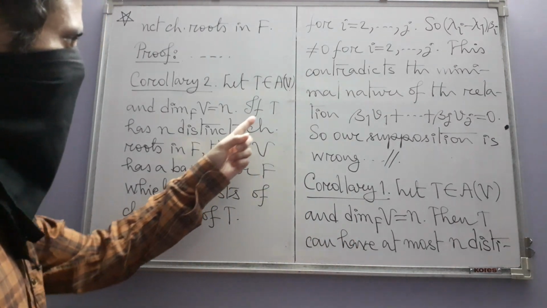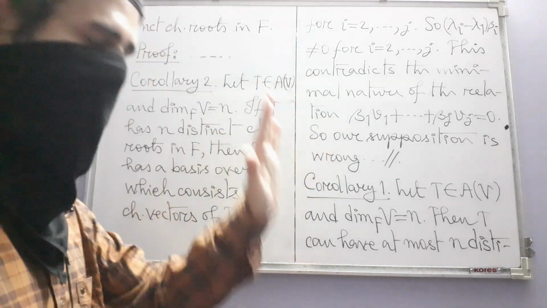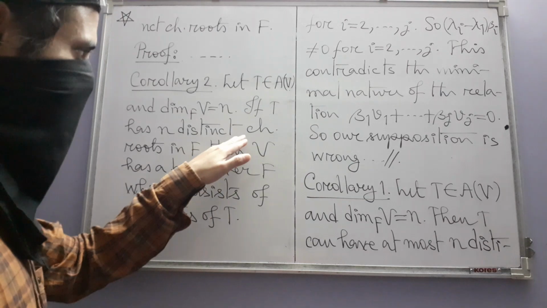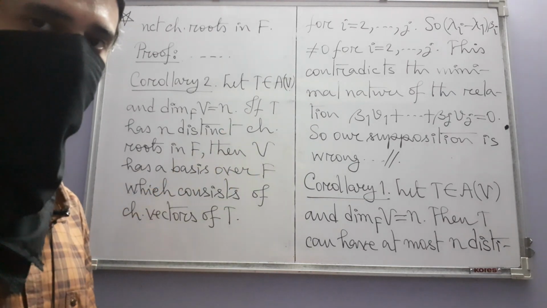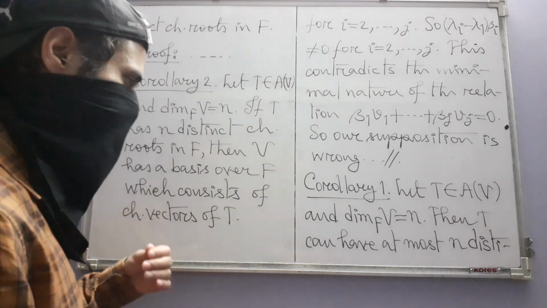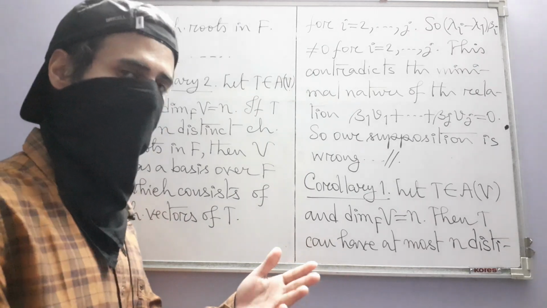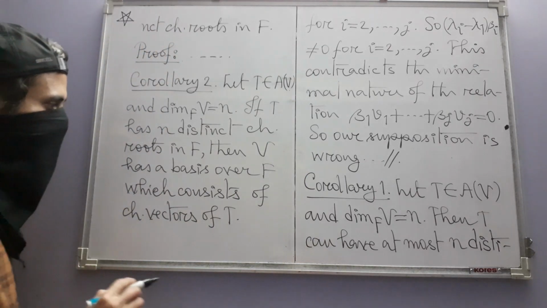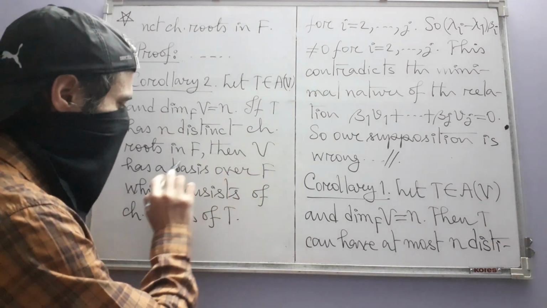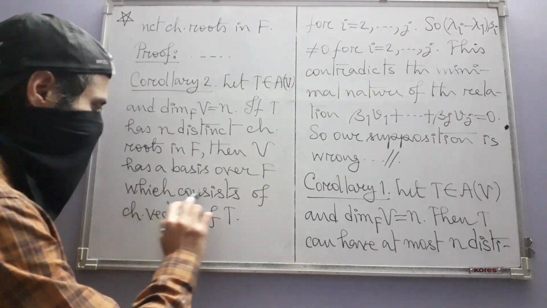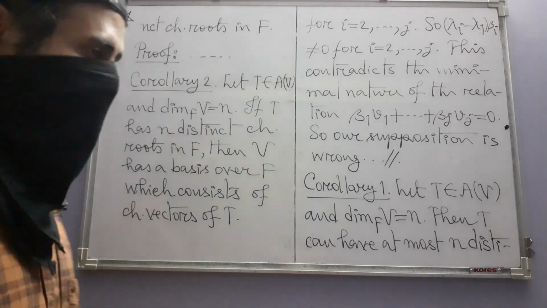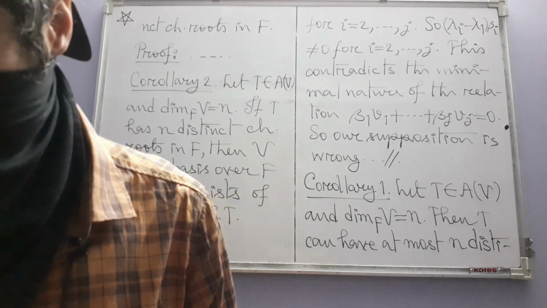Now in this case, T has actually n distinct characteristic roots. So that means it's an extreme case. Here we have as many distinct characteristic roots as we possibly can. Then the claim is that V has a basis over F which consists of characteristic vectors of T. How? Here also the proof is almost immediate.